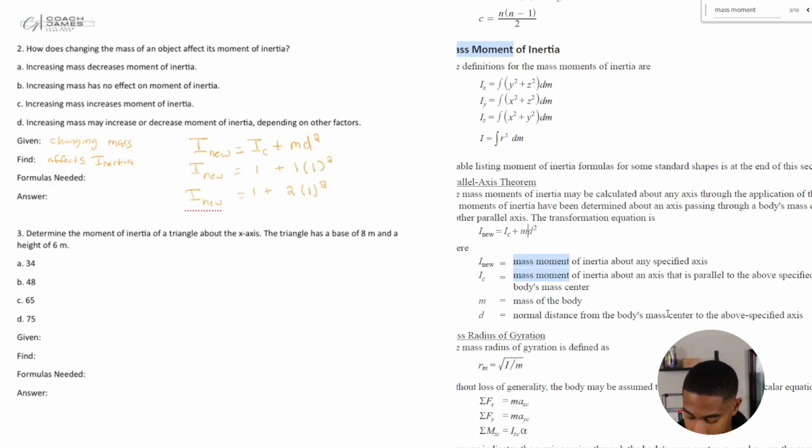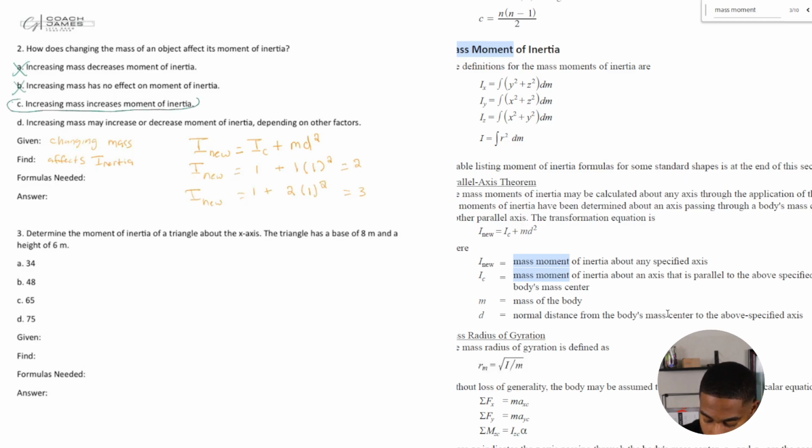Well, this is equal to 2, and my new moment of inertia increases or goes to 3. So if I increase the mass, it doesn't decrease the moment of inertia. I know that that's not right. Increasing mass has no effect on the moment of inertia. I would disagree. Increasing mass increases moment of inertia. I would agree with that one.